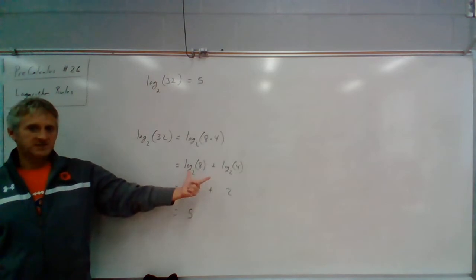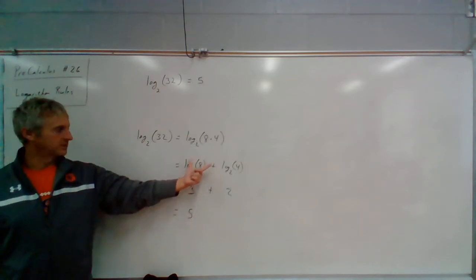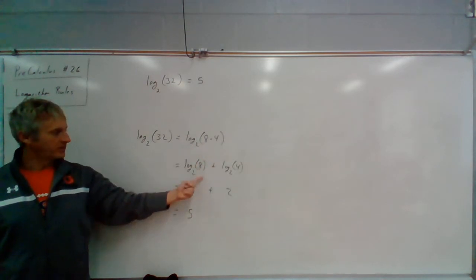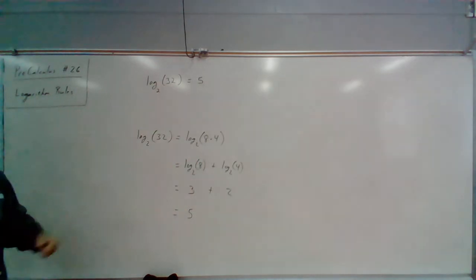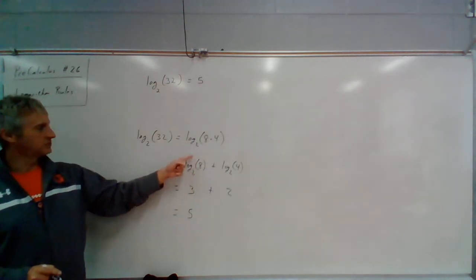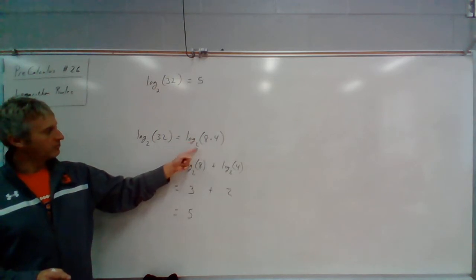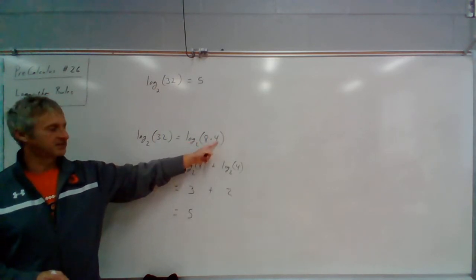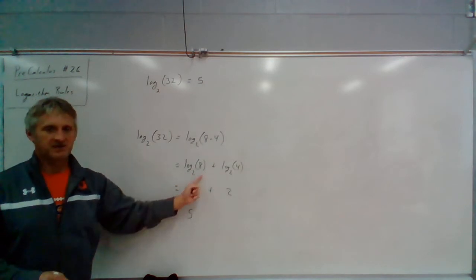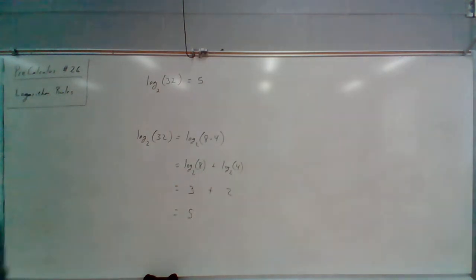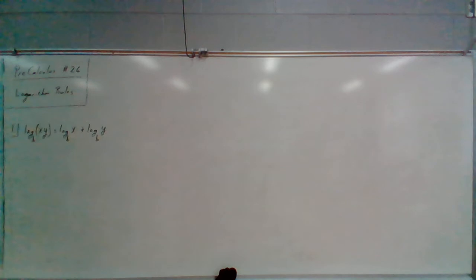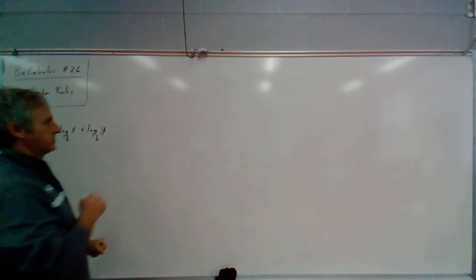So it worked this time, but how do we know it always works? Am I really justified in breaking this apart like this? Let's see if we can prove that this is always true: that if I have log with some base of a number times a number, then I can turn it into this sum. All right, here's rule number 1. Log base b of x times y is going to equal log base b of x plus log base b of y. Let's prove that this rule is really true.